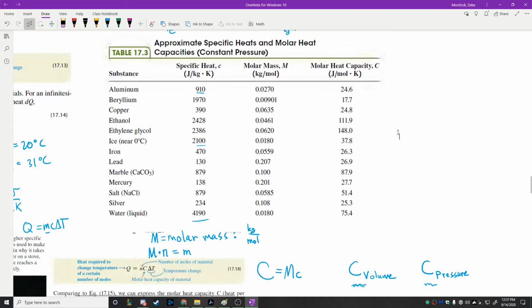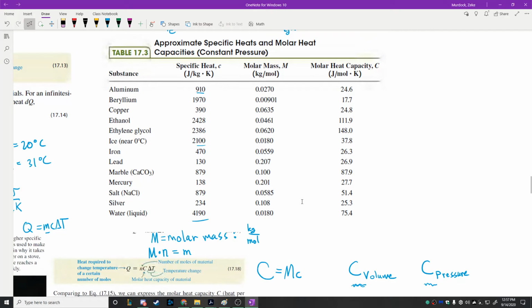Okay, and what did you say, Kim? So aluminum, copper, about 25. Iron, a little bit more, but close to 25. Lead, also a little bit more, but close to 25. Mercury, same thing. Silver, same thing.